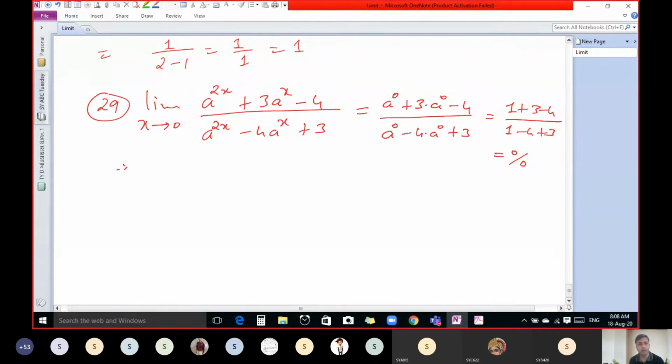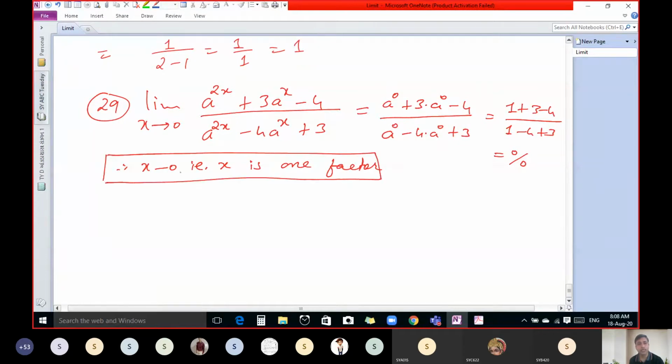And once we get 0 by 0, we can say that therefore, if we take 0 on this side, x minus 0, that is x, is one factor. Now, this is the most typical question. Here we can say that x is one factor. So we have to take x common, but it is not possible to take x common. This 4 doesn't have x.